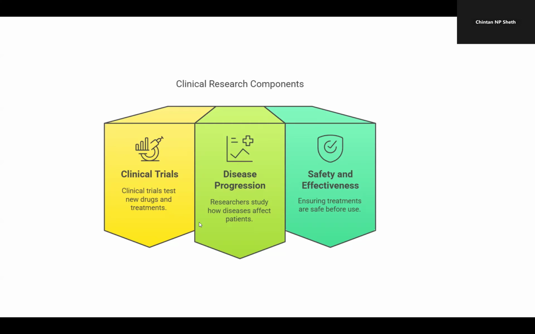We also understand during the trial how disease progresses and how disease affects the human body. The overall goal of clinical research is to ensure that the treatments which are being tested, before they are released to the pharmacy store or in the market for the larger patient population, are safe and effective.